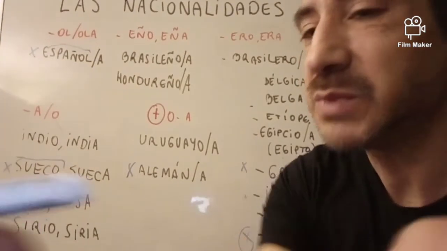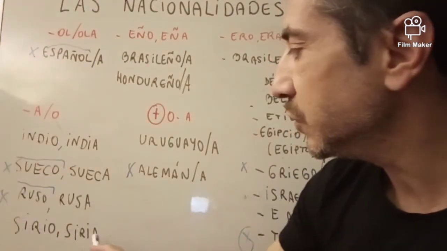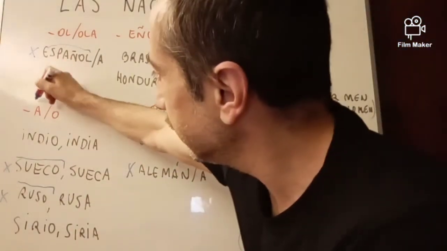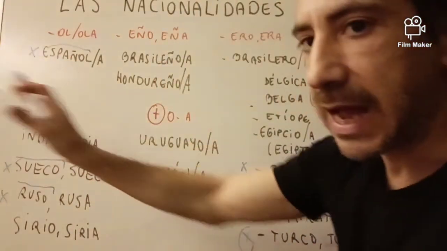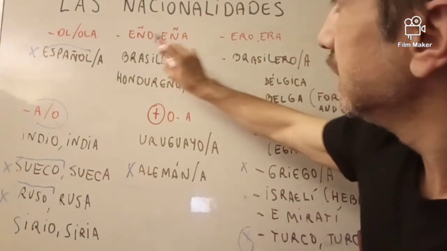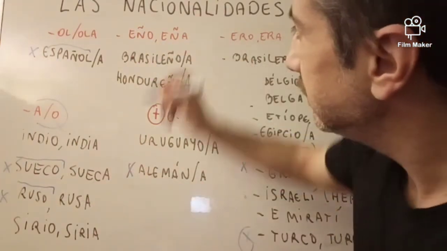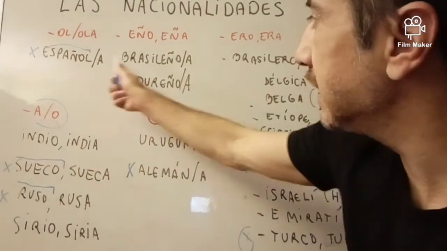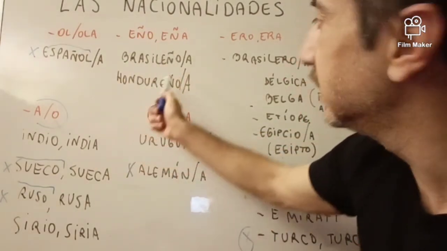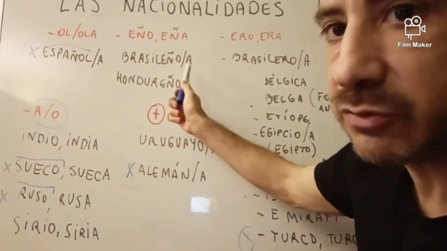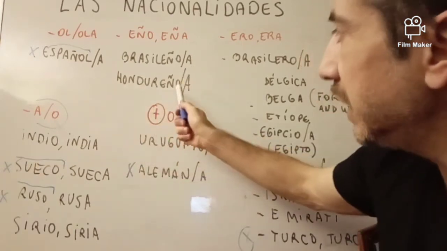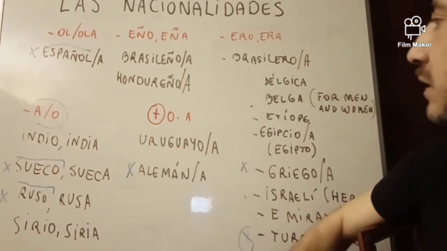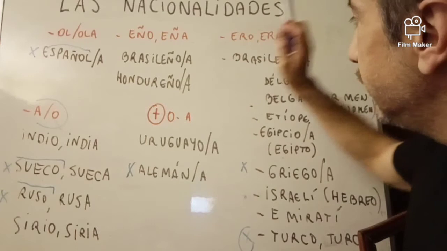From Syria, sirio, siria. So this is a group in which we see the final A-O distinction. There is another ending, eño, eña. For instance, brasileño from Brazil, brasileña, a woman from Brazil. Hondureño, hondureña from Honduras. The ending ero, era.